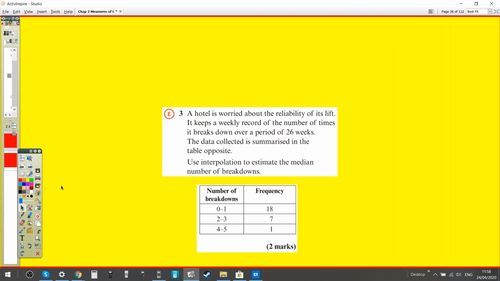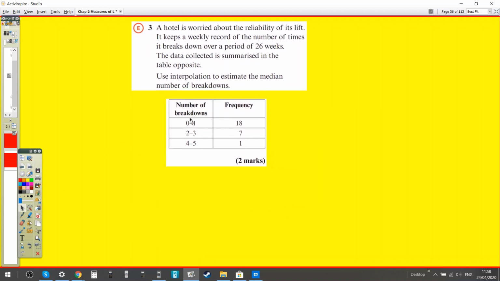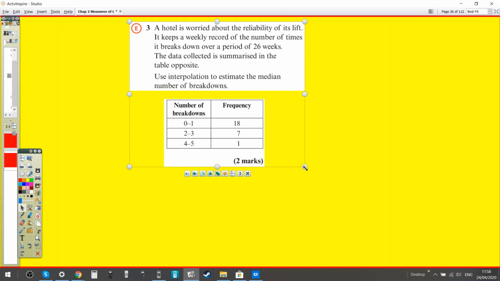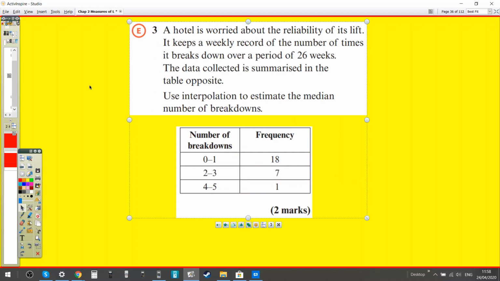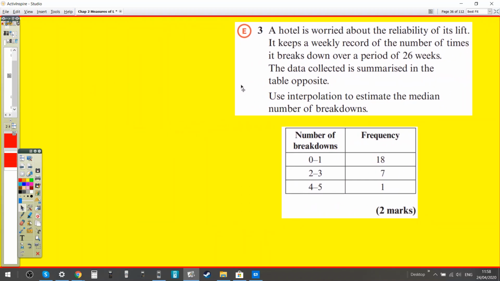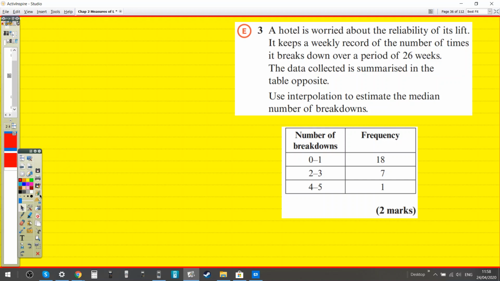Okay, exam question. Estimated median. So I need to get the lower bound and upper bound first, don't I? Mm-hmm. But for the first one, I have to get the lower bound of 0. Will that just be 0? I think it has to be, yeah. Yeah, 0 breakdowns. So 1.5. Yeah.